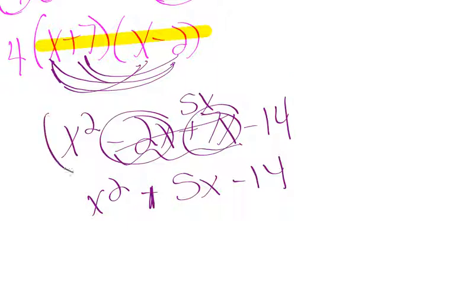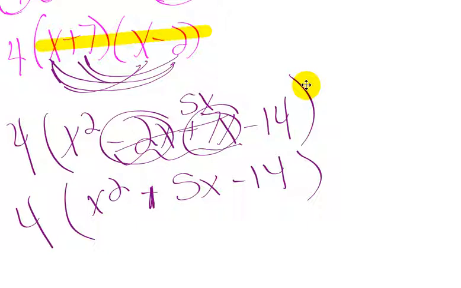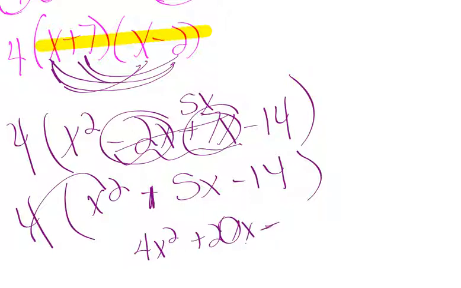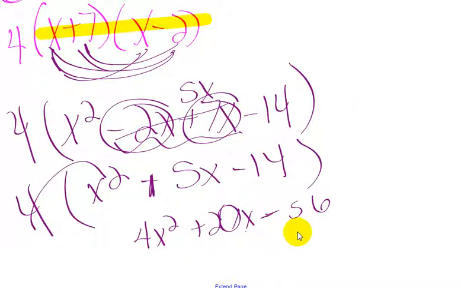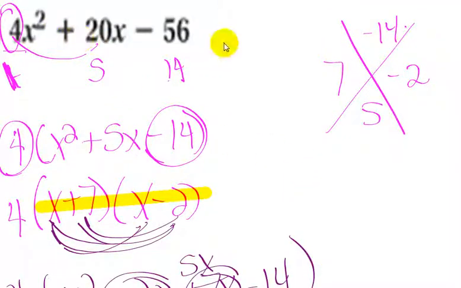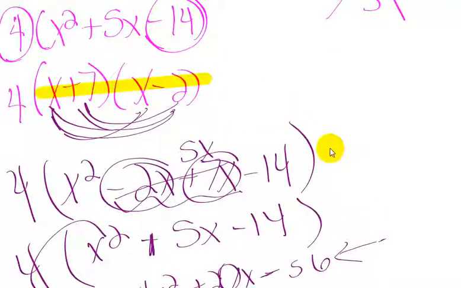Alright, now we still have that 4 carries down. It's still part of our solution. So the end step is now to distribute the 4 across this trinomial. So 4x squared plus 20x minus 56. Okay, so now we want to look back up at the original equation and see if it matches this. 4x squared plus 20x minus 56. Yes, it does.